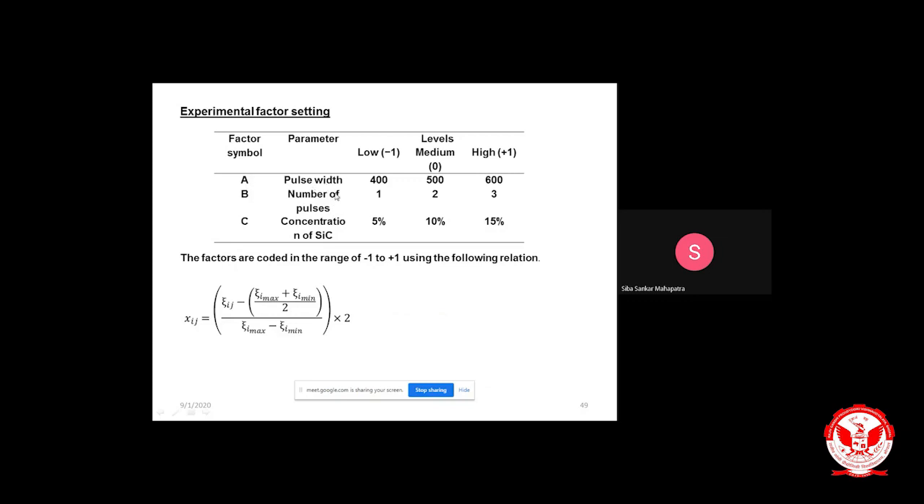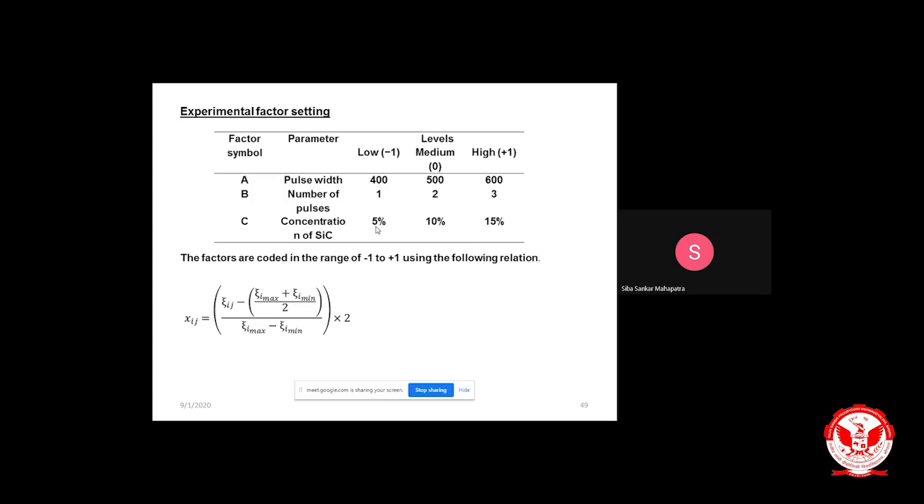Now A is the pulse width that we can take as 400, 500, 600. These are found out based on the limitation of the machine; the machine range is given. So we have taken pulse width low 400 and 600 as high, because this machine is operating between these two limits. And number of pulses we have taken 1, 2, 3. And concentration of silicon carbide is 5%, 10%, and 15% silicon carbide.